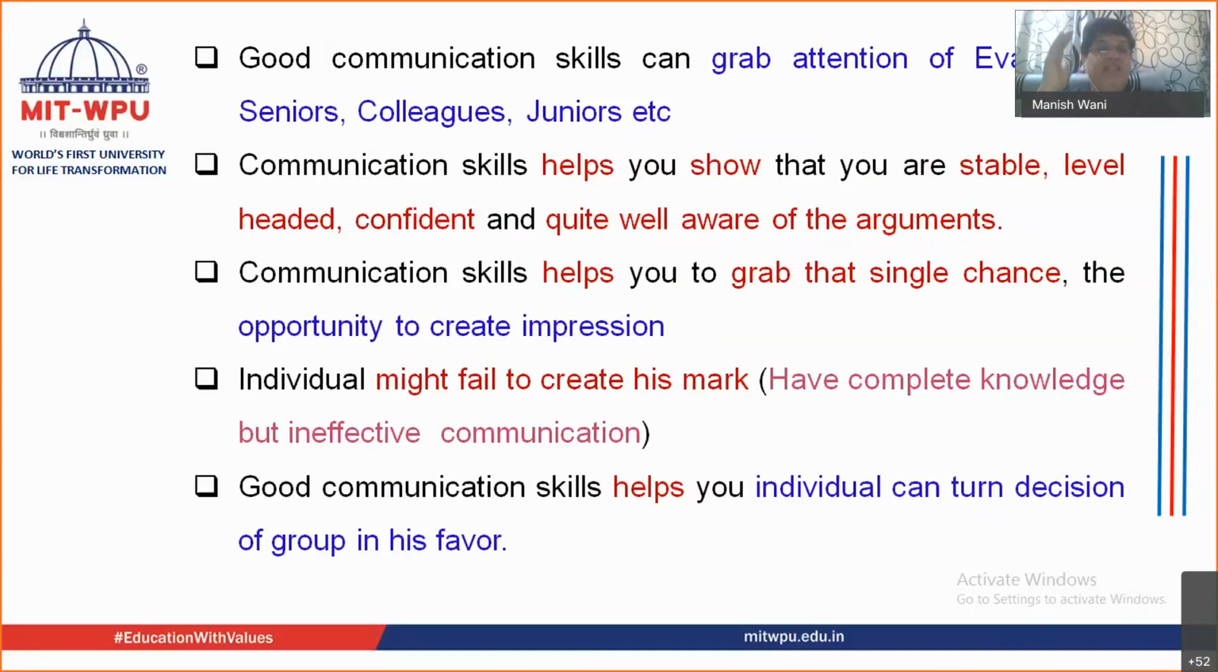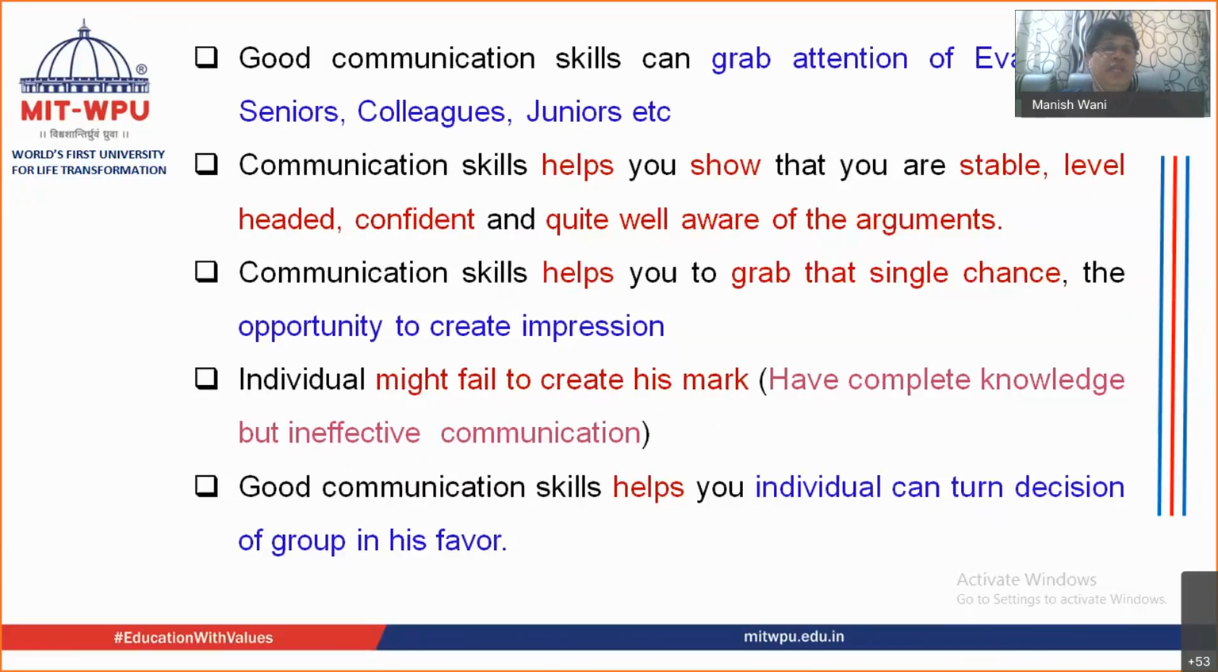Also, communication skill is going to help you showcase that you are very stable, very level-headed, you are confident, you are aware of the arguments that are going on. Because if you have good communication skills, it means you are able to understand the ideas which are shared by your colleagues also. Whereas if you lack communication skills, then whatever the other person is speaking, you won't be able to understand.